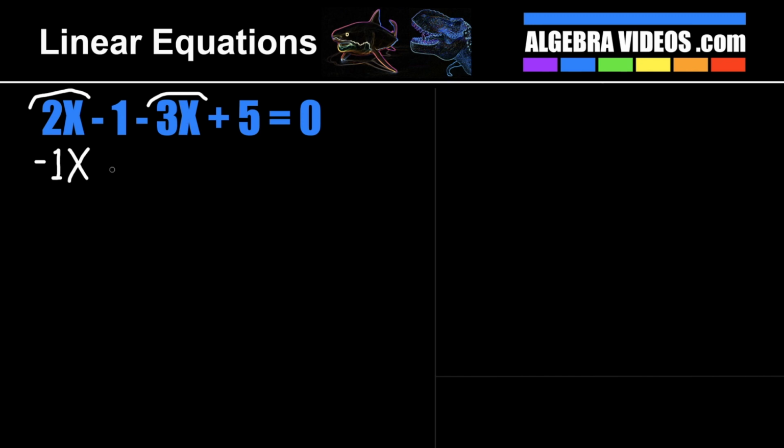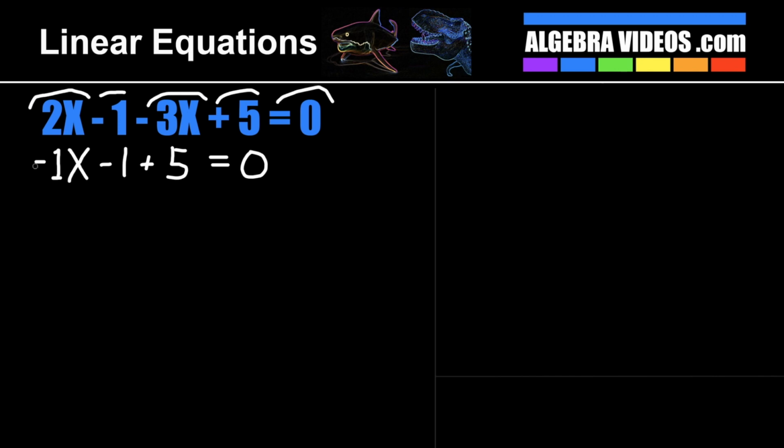And then the rest of the problem, I'll just rewrite as is. So I've got a minus 1, so I'm just going to rewrite that as a minus 1. And then we've got a plus 5 over here, so I'll just rewrite that as a plus 5. And all of that equals, on the right side of the equation, 0. So I'll just rewrite the 0.